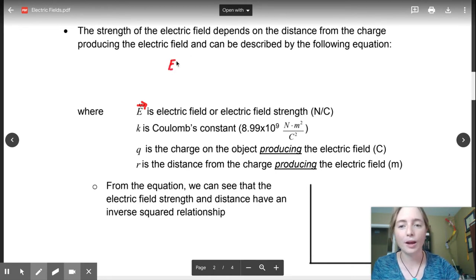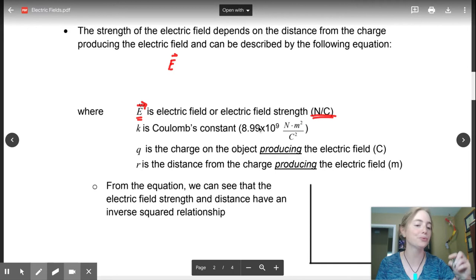So our equation is E with the arrow over top, our electric field strength, and its units are newtons per coulomb.